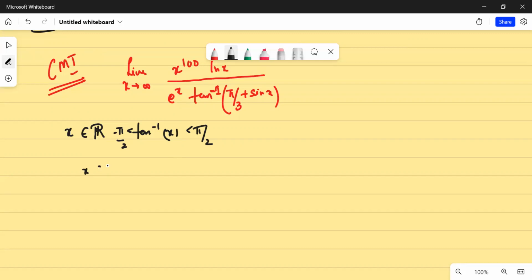And for all x belonging to R, you can also write that sin x will always lie between minus 1 and plus 1. Even if x tends to infinity, sin x would rapidly oscillate between minus 1 and plus 1, but overall it will lie between minus 1 and plus 1. Is that clear?